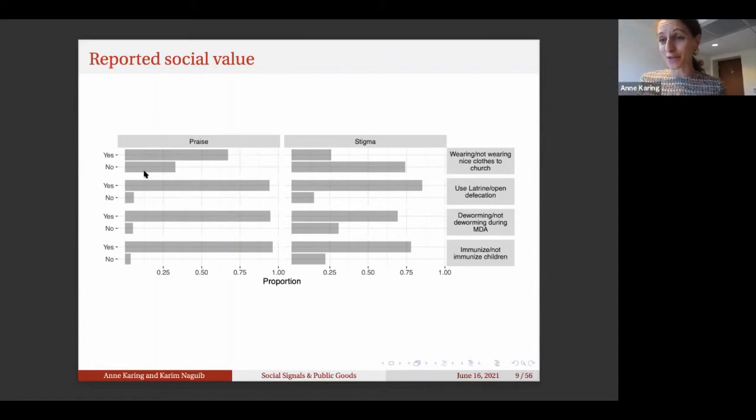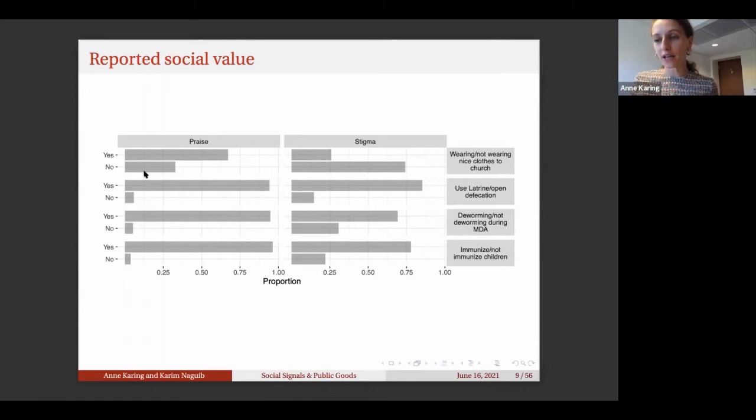Even for wearing nice clothes to church, you would be praised. But we can see that basically the kudos that is given to people if they were to participate in these health behaviors is higher for immunization and using a latrine, and it's similar. Deworming is basically on par with these two other known health behaviors.